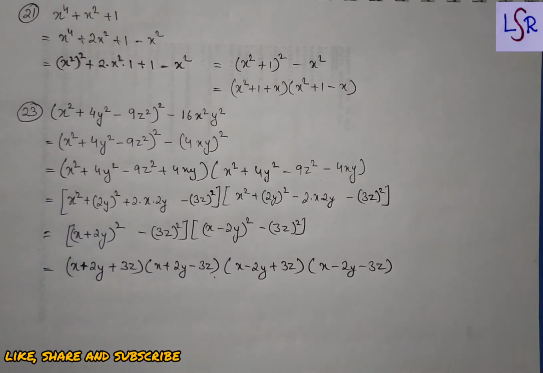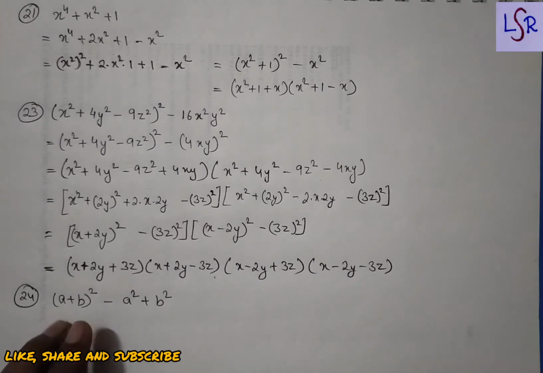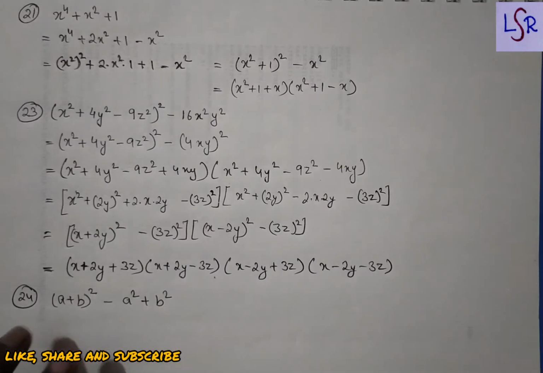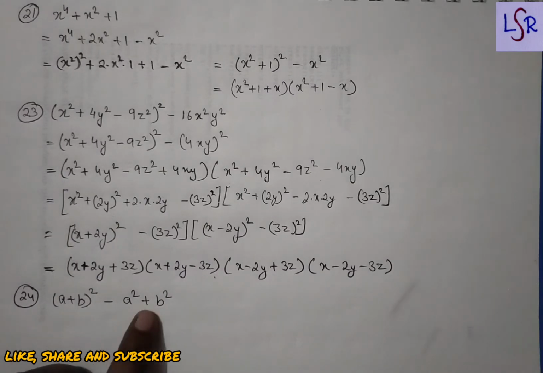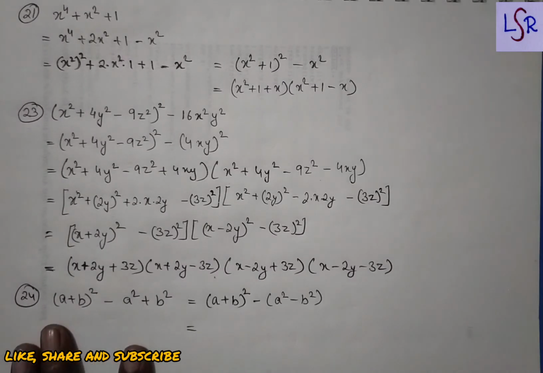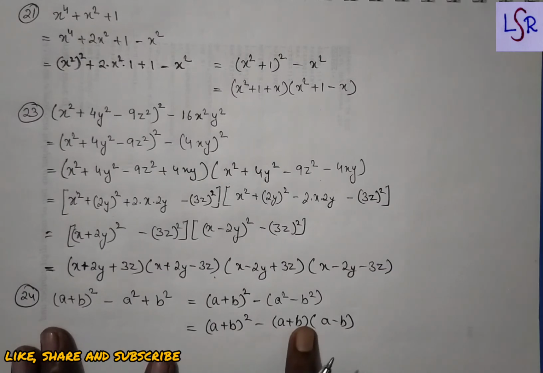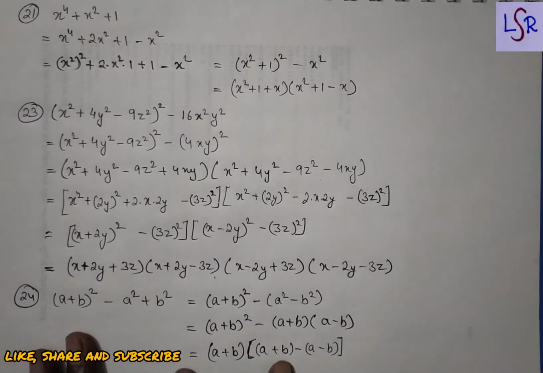Now let's see question number 24. Here in this question, we are having a plus b to the whole square and minus these two. So very first of all, we'll take a common of minus 1 from these two, and after that we can write this one as a plus b and a minus b. After that we can take a common of a plus b from these two, and here we are left with a plus b minus a minus b.